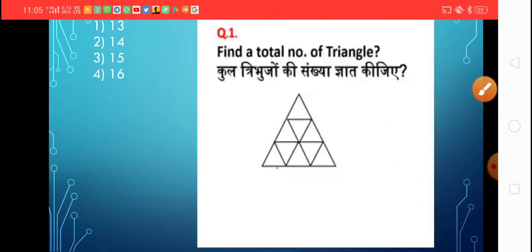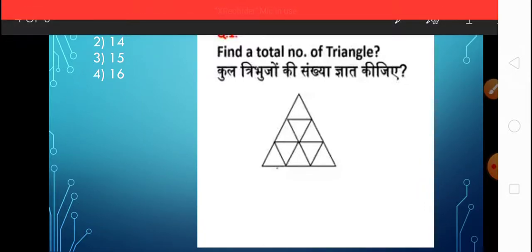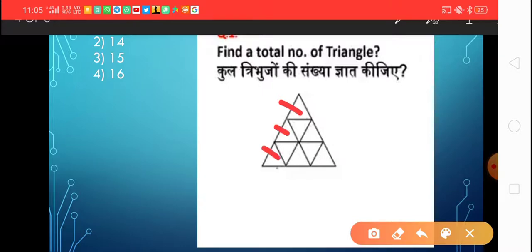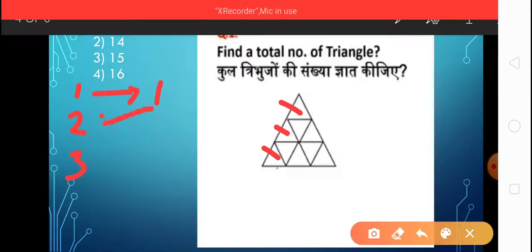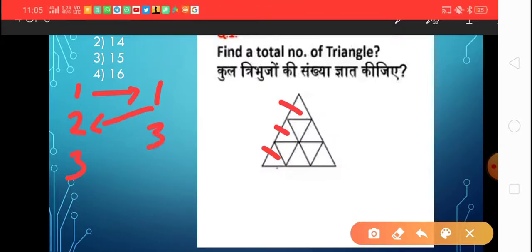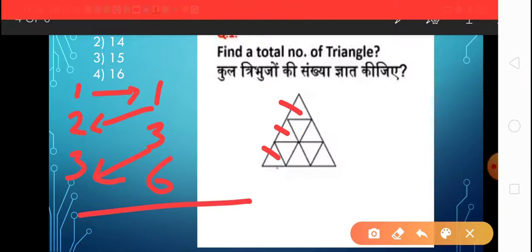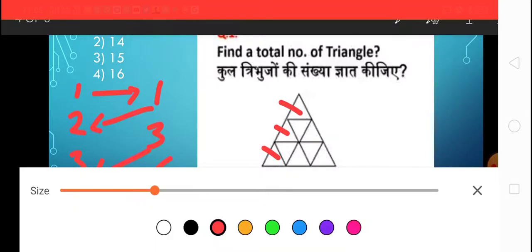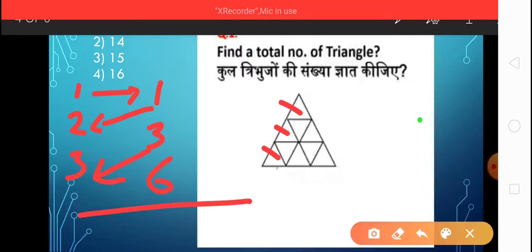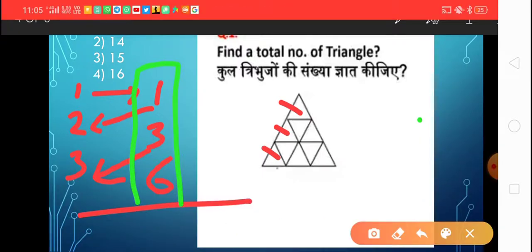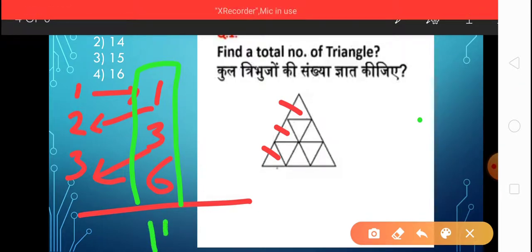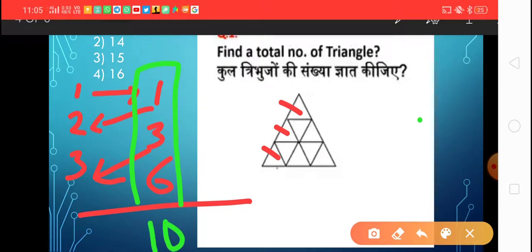Is it understandable to you? I am explaining it again. See, we have 3 equal parts. So we will write 1 2 3. Write it here 1, add this 1 to 2, it comes out to be 3, and this 3 to this 3, and it comes out to be 6. We will add all these. It comes out to be 10. 6 plus 3 plus 1 is nothing but 10.